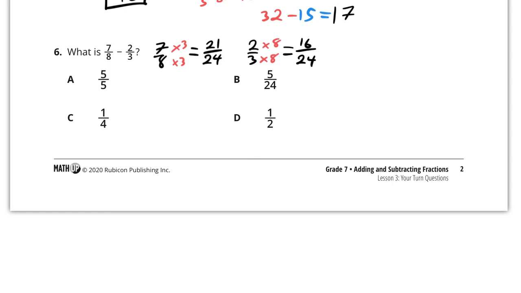Now it becomes 21 over 24 minus 16 over 24. Well, how much would I need to add to 16 to get to 21? Well, I could add 4 to get to 20 and 1 more to get to 21. So it's 5. This is going to be 5 over 24, which is right here.